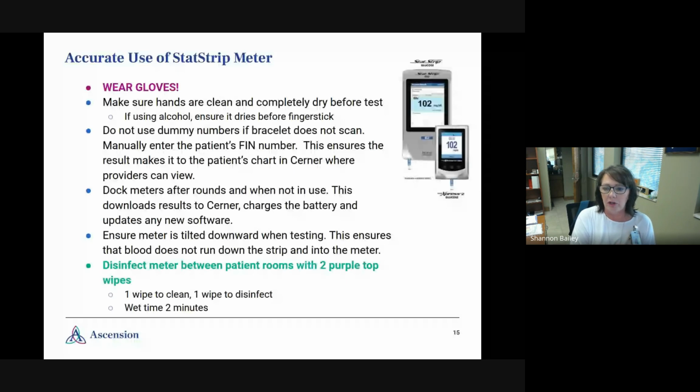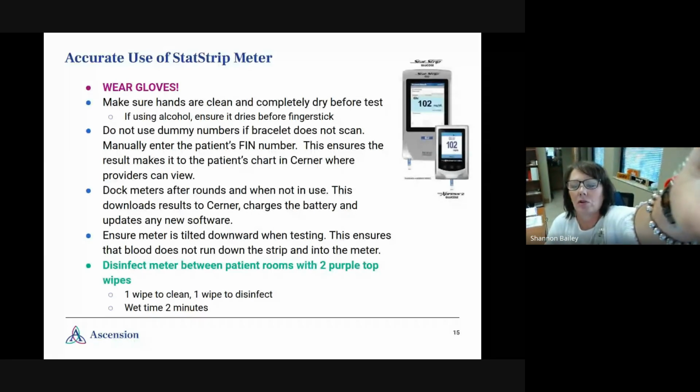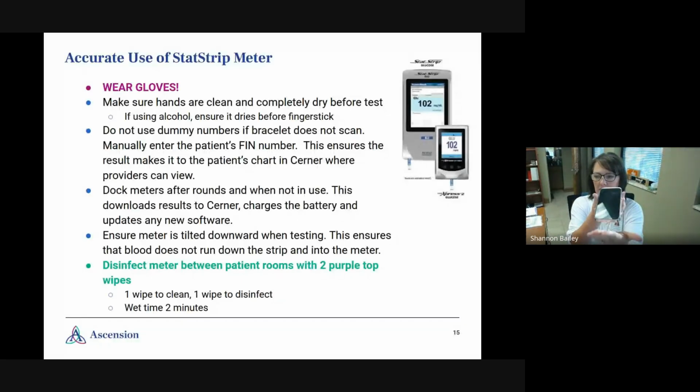It downloads the information from the glucometer into Cerner, and it will update any software that's pushed out through their system. Another little caveat, which I don't think happens very often, is just make sure that when you're testing, and I'm going to use my cell phone for this, that the glucometer is tilted down to get the sample, because if it's tilted upward and you put the sample up here, occasionally you'll get blood that runs down the strip and into the meter, which is not good because you can't clean it. So just a small caveat.